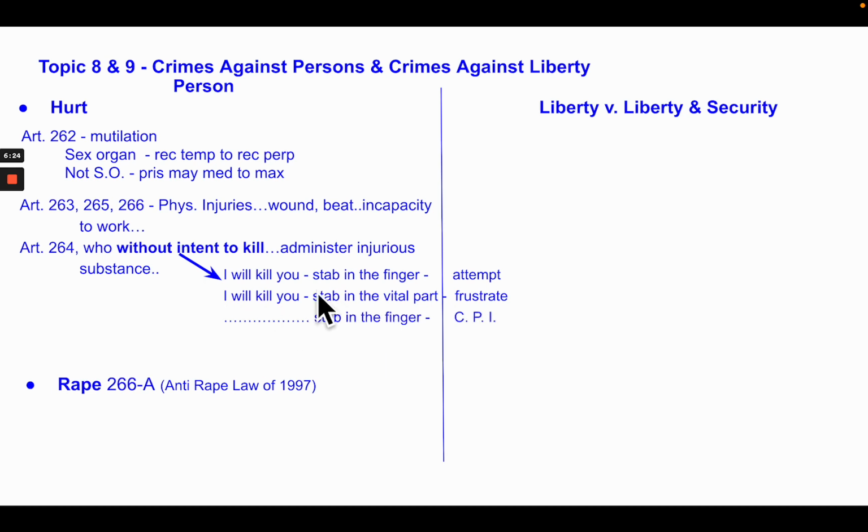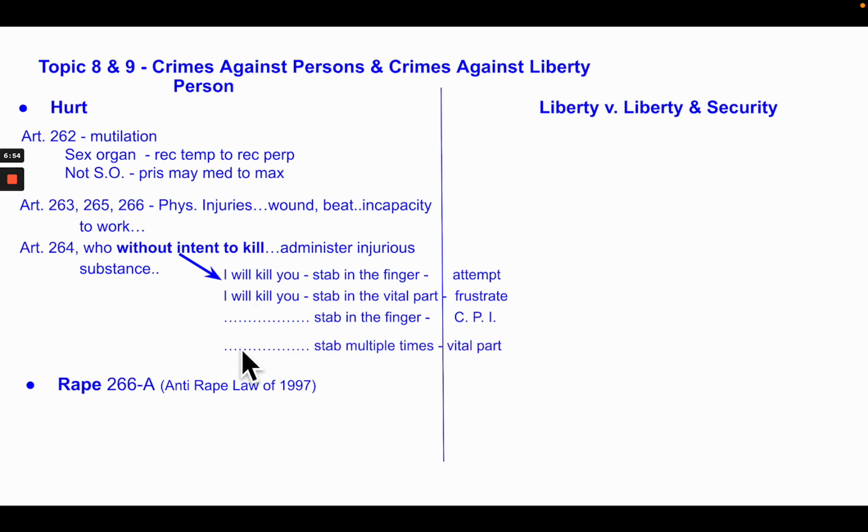All right, no intention. There's no saying "I will kill you," but the person stabs. Very, very strong stab, no? Wow, there's a swoosh. And the finger was hit. So if we are not able to establish the intent to kill, that will only be consummated physical injuries because of the wounding, beating, maybe even a mutilation. Without proving the intent to kill, it's going to be consummated physical injuries.